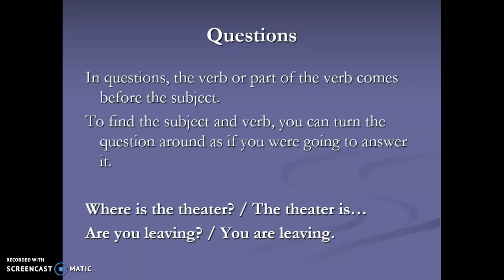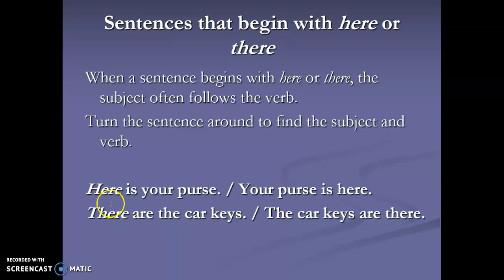For the second one, are you leaving? We flip it to make it a statement. You are leaving. You is the subject. Are then would be the correct verb form. We do the same thing when sentences begin with here or there. Here is your purse, or there are the car keys. We want to flip them to help us find the subject. Your purse is here. Purse is singular. We pick is. The car keys are there. The car keys is the subject. It's plural, so we pick are. Okay.